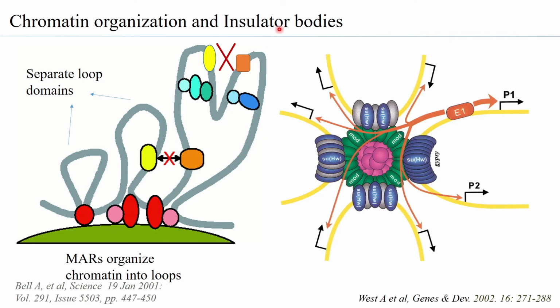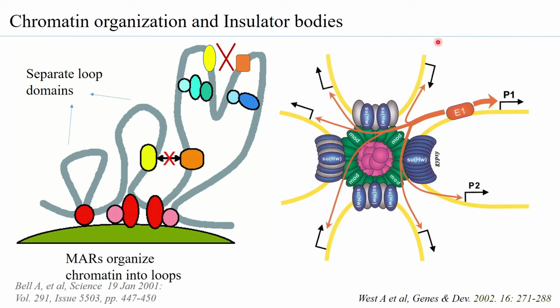Now, interestingly, there is another thing that has been observed, which is called insulator bodies. If you can see over here, when you have gypsy retrotransposons present in different parts of the DNA or different parts of the chromatin, those parts of the chromatin can be brought together by what is called an insulator body. How is that formed? Every retrotransposon that has cis-acting elements can bind to the SUHW, for example. These SUHW can in turn bind to MOD, and these MOD can cooperatively bind to another protein, forming what is called an insulator body.